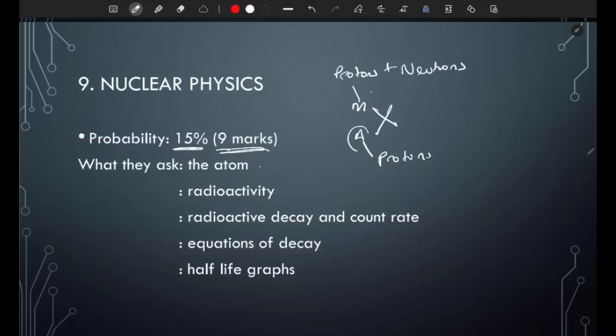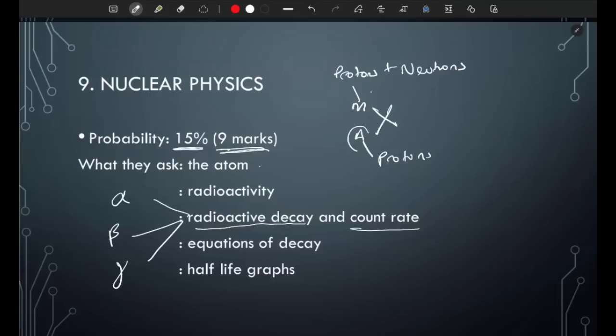So most radioactivity topics are related to radioactive decay and count rate. So there are three types of radioactive decays. The first one is an alpha decay, beta decay, and gamma decay. So make sure you know the equations for these ones, and you understand which one is which and what happens in these three equations. So equations of decay, it's a very popular topic. It could come, and you should also know the differences between alpha particles, beta particles, and gamma particles.